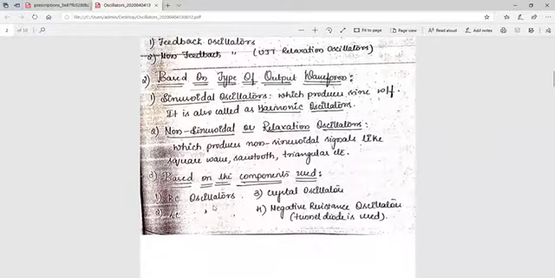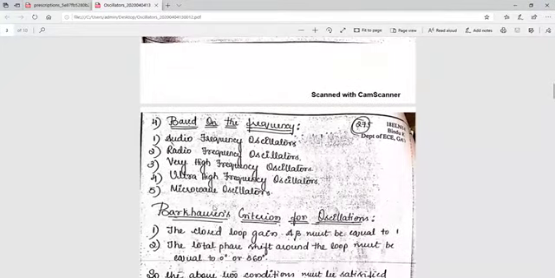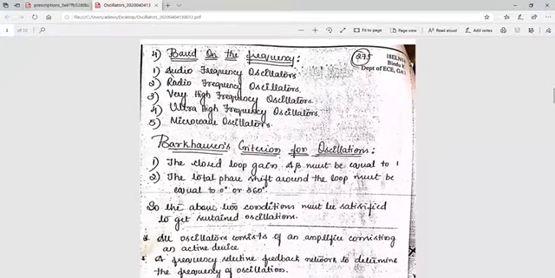Clear? And the next type of classification is based on the frequencies that are produced by the oscillators. The first one is audio frequency oscillators, which produce signals in the audio frequency range. So the oscillations will be of a frequency range of the audio frequency. Next we have radio frequency oscillators, very high frequency oscillators, ultra high frequency oscillators, and microwave frequency oscillators. So this is with respect to the classifications.